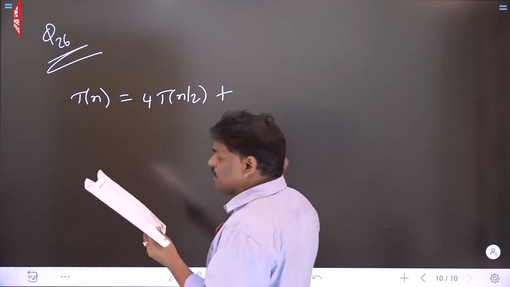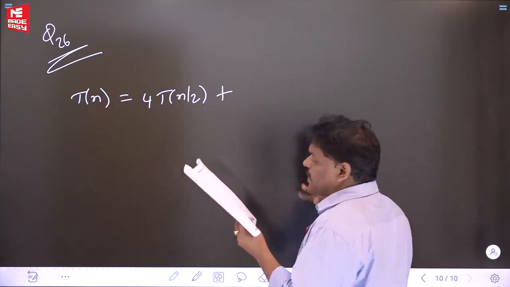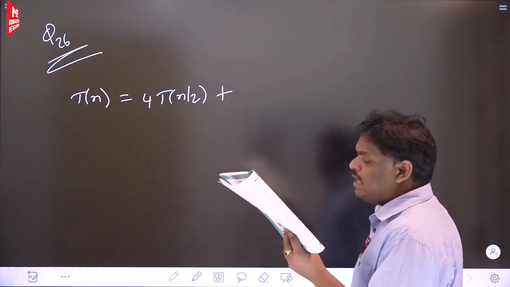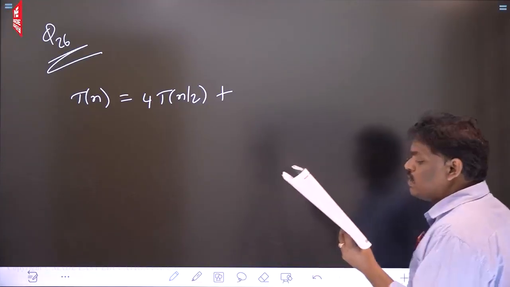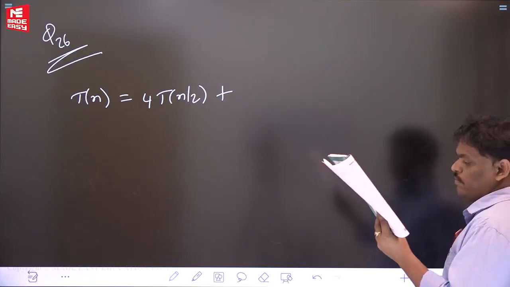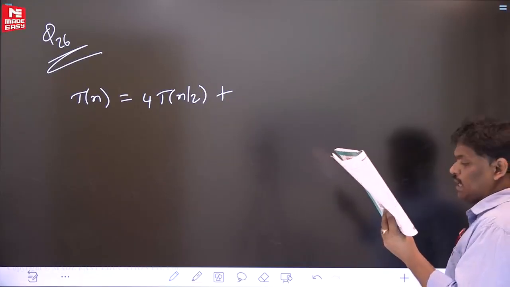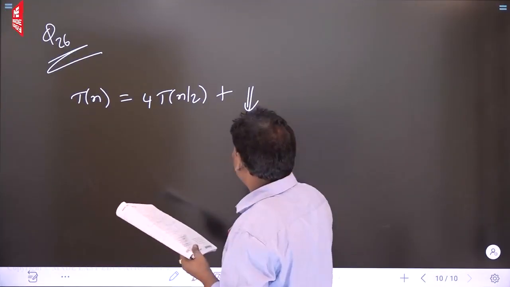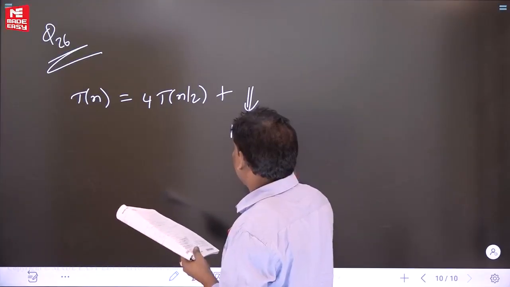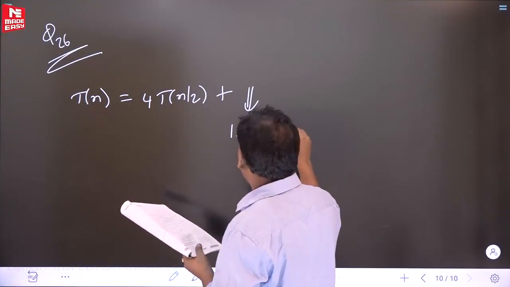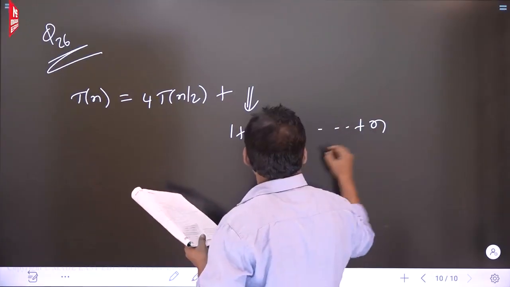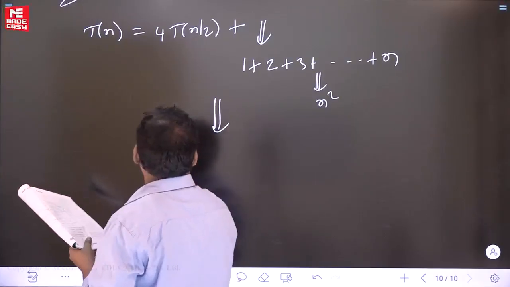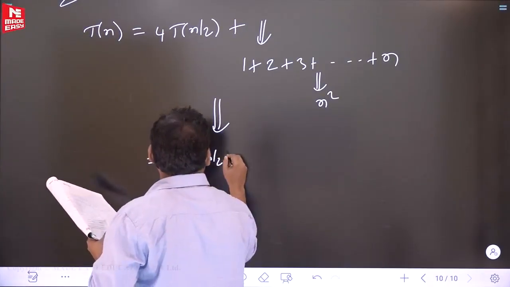Plus, after that, the first loop is over, meaning the function calls are completed. In the second and third loops, which are inner loops, some work is going on. How much do the second and third loops combined do? When i is 1, the j loop runs 1 time. When i is 2, the j loop runs 2 times. When i is 3, the j loop runs 3 times, and so on until the end, which goes to the sum of n natural numbers, n square. So overall it becomes 4T n by 2 plus n square.